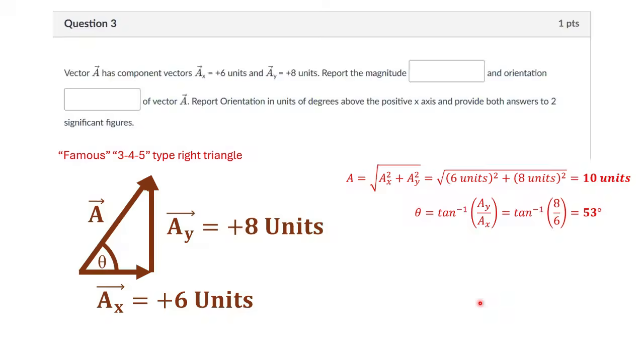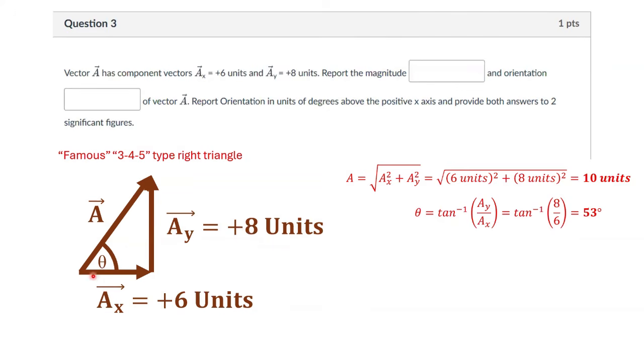So -1. Question 3. This is a two-part answer here. We had to give the size of the vector and then the orientation of the vector, where it told us the orientation should be degrees above positive x-axis. So we're told a vector has components of +6 units and +8 units for the x and y components respectively. So then it wants to know what's the size of vector A and what's the orientation of vector A.